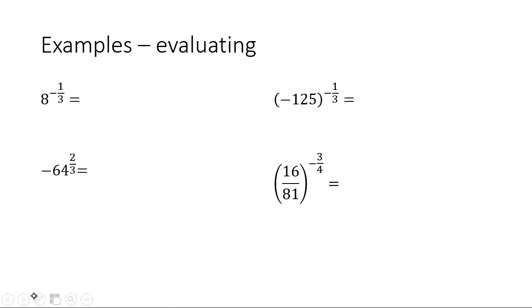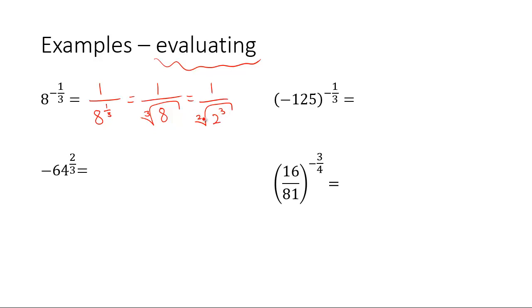So let's look at some examples that involve evaluating. So you actually have numbers instead of letters. So again, here, this negative exponent tells you that it's a reciprocal. So it's 1 over 8 to the 1/3. And the 1/3 tells you that it's a cube root. And we also know that 8 is 2 to the power of 3. And since it's a cube root of a power of 3, that just becomes 2.